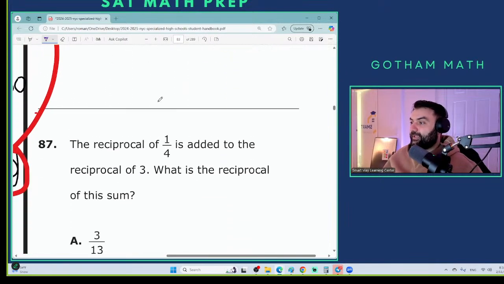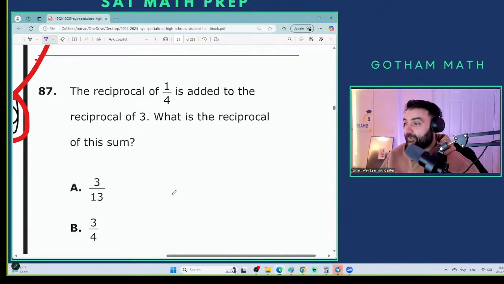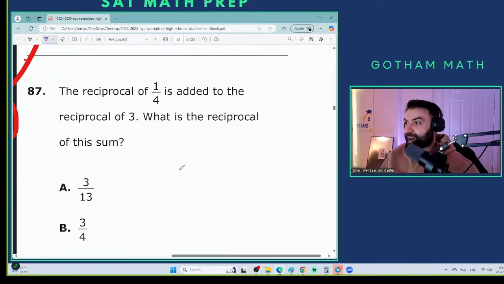87. The reciprocal of 1/4 is added to the reciprocal of 1/3. What is the reciprocal of the sum? That's an easy question. Let's see who got it. Oh my god, someone got it wrong. Either Aziz got it wrong or both of you got it wrong.